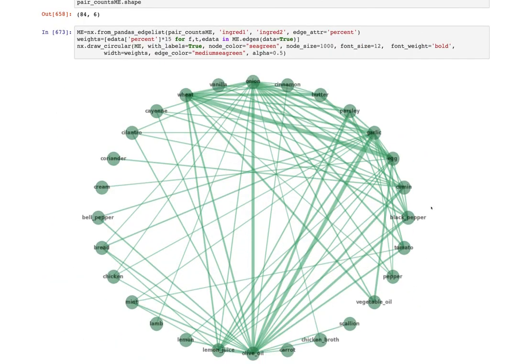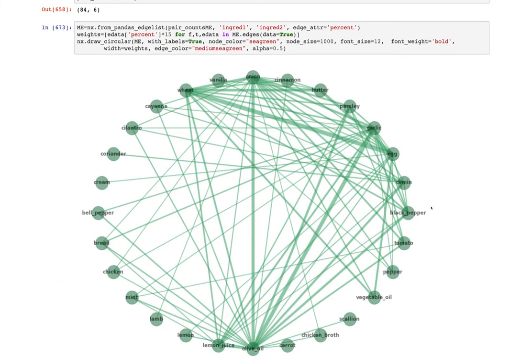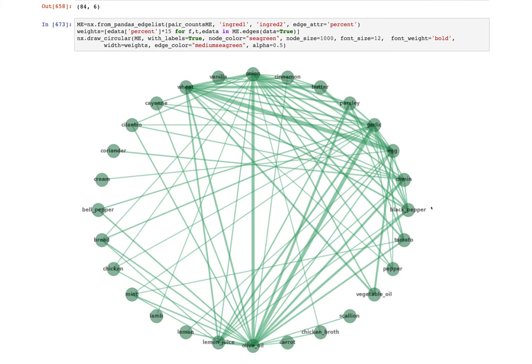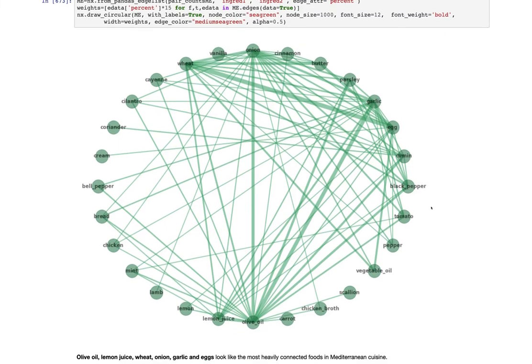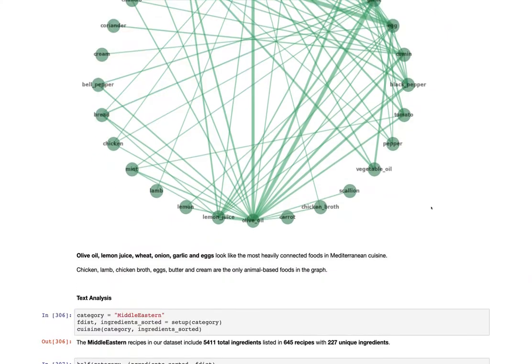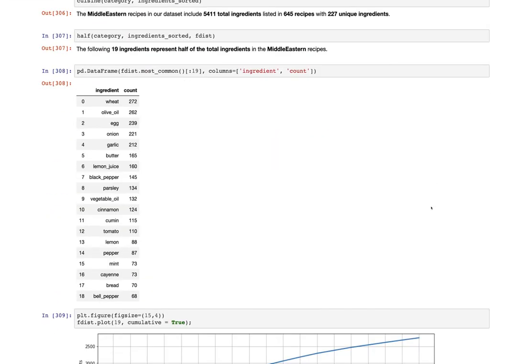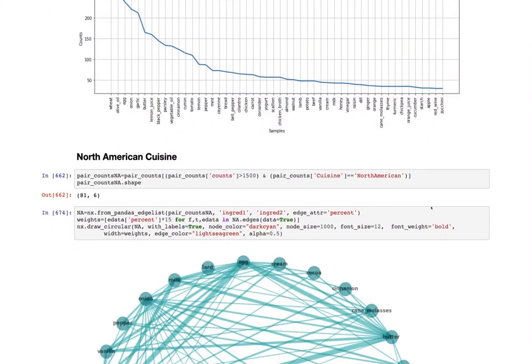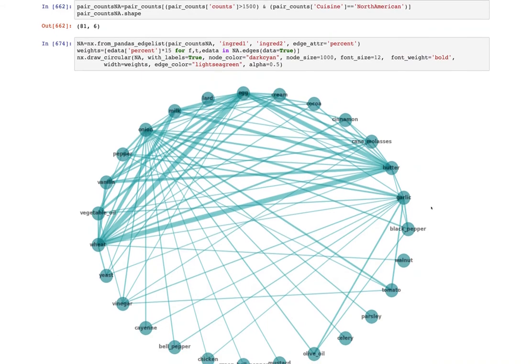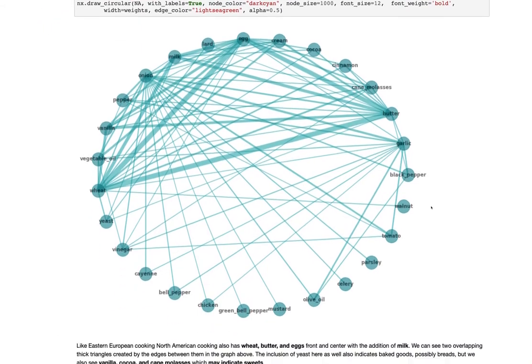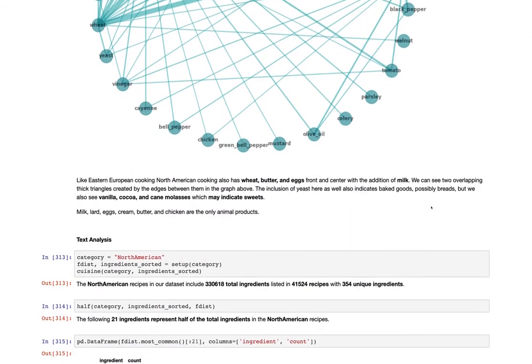Middle Eastern: wheat, garlic, eggs, olive oil. Olive oil is really the big one for Middle Eastern. Again, North American: eggs, wheat, and butter. You can see that.